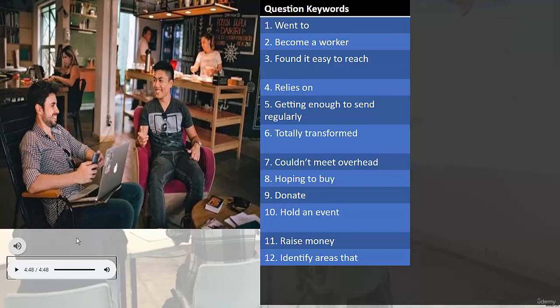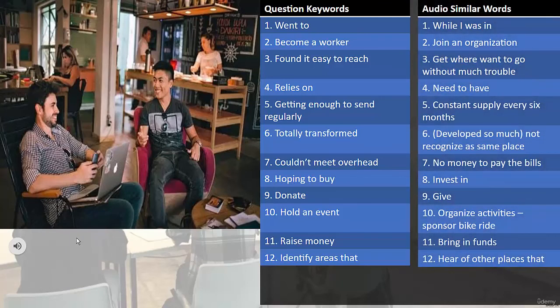Okay, let's take a look at the answer choices. All right, so for number one, when he said, while I was in, that is the audio similar language for went to. He also said went there. You could have put that down.